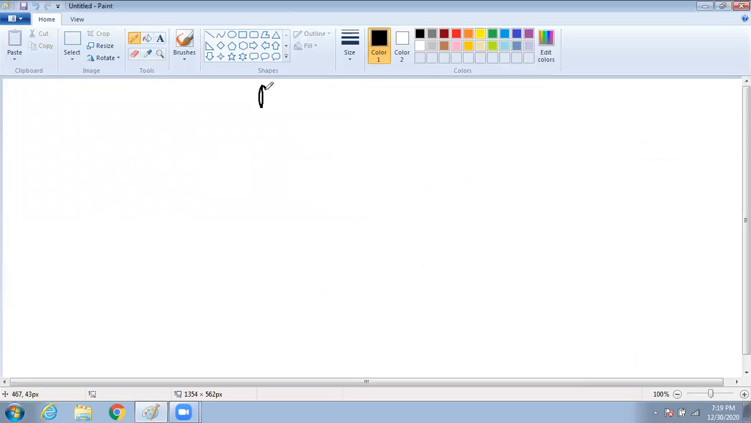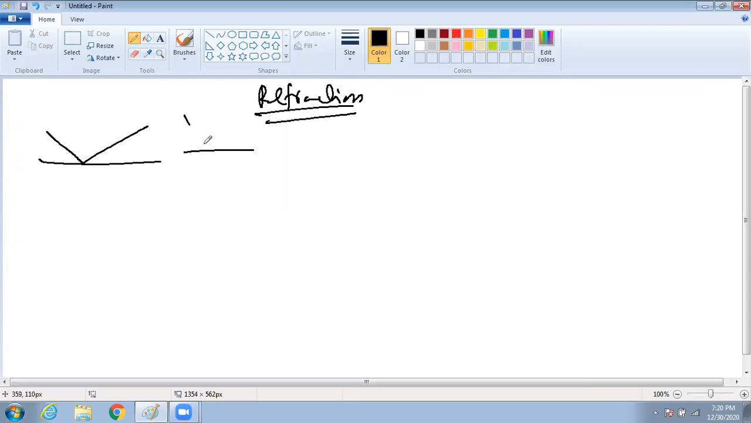Okay. So now we'll go to refraction. What is the basic difference between reflection and refraction, Carlin? Reflection happens in a single medium, the same medium. Refraction happens when the medium gets changed. This is the reflection. This is refraction.